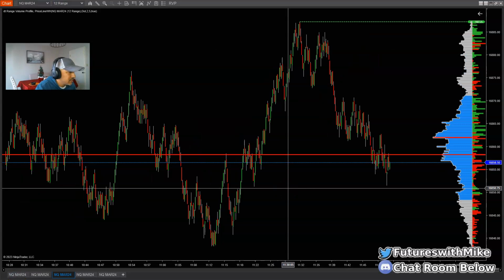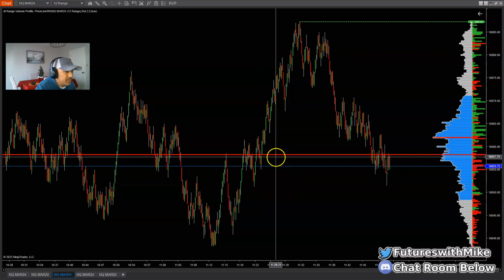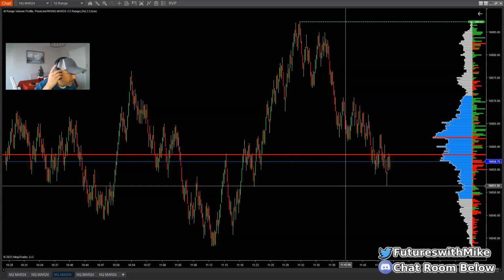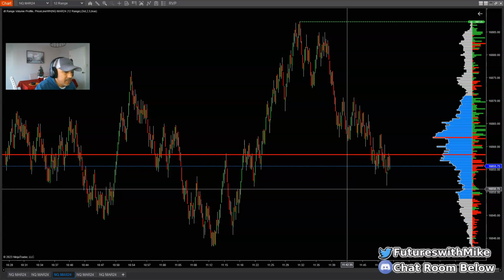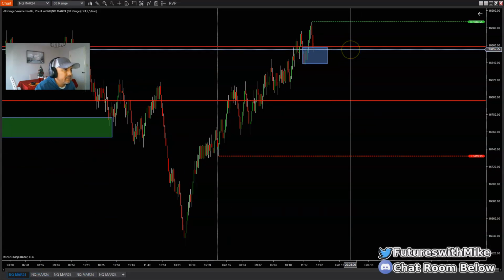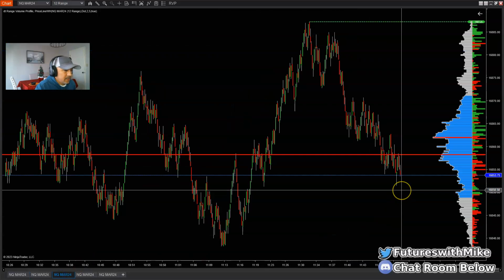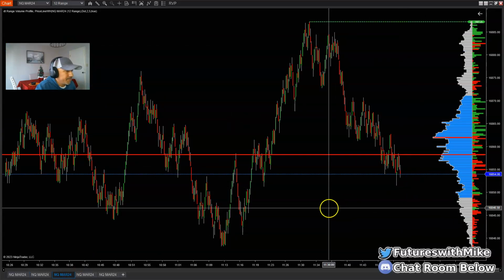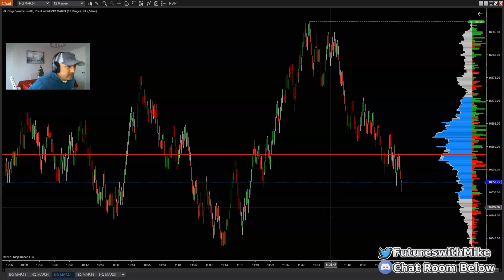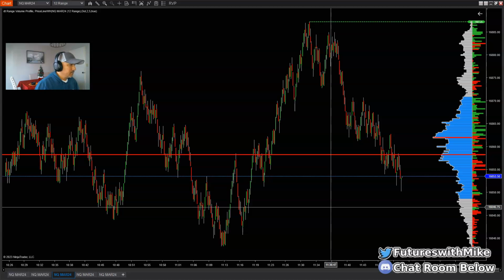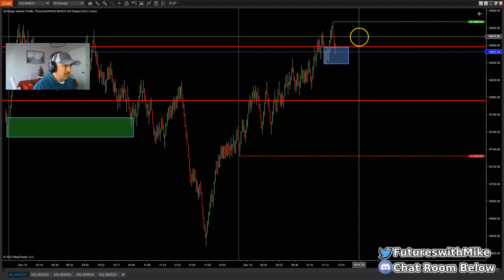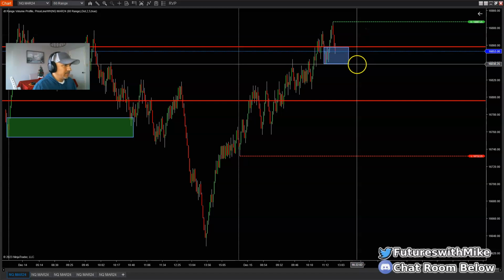All right, it looks like it pushed through this area right here, so we'll have to be careful and mindful of what it's trying to do. It could push a little bit lower down here to maybe 50, 55. I'm waiting to see what it's going to do. Is it going to reject this area and push higher, or is it going to break lower?